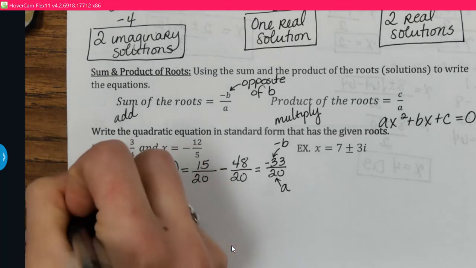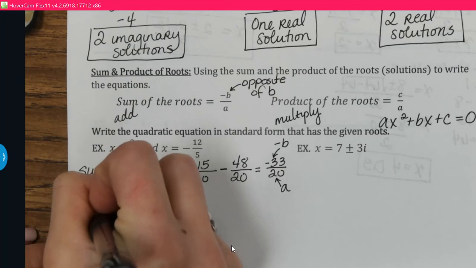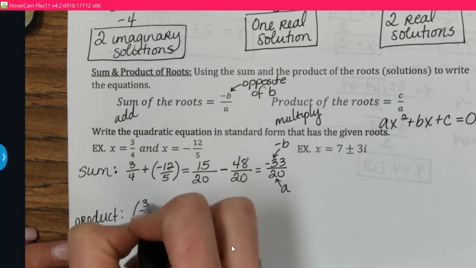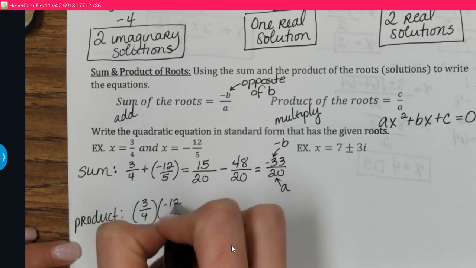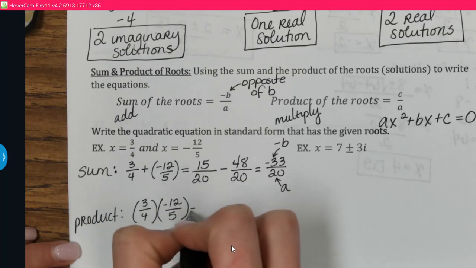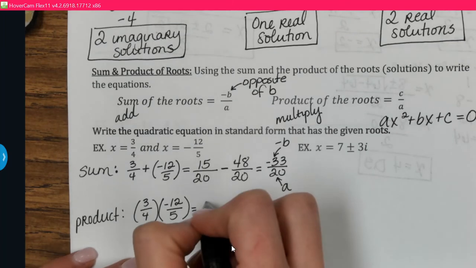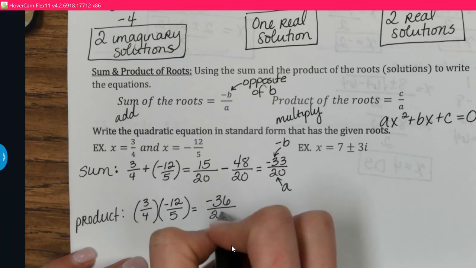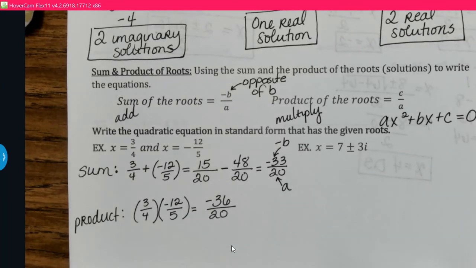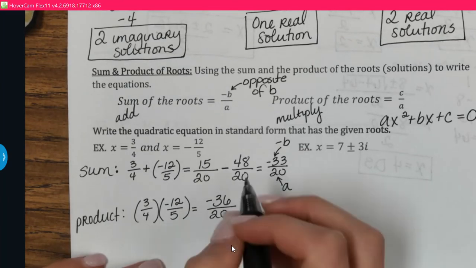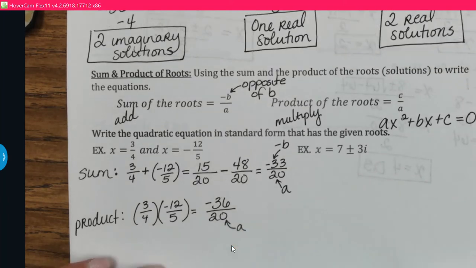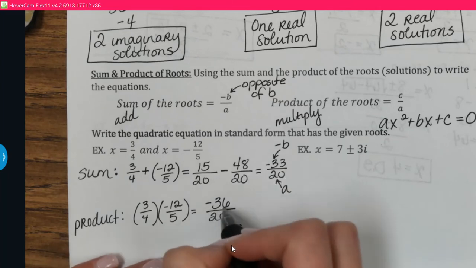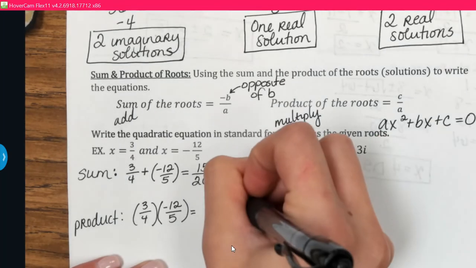Okay, so for the product, I'm taking 3/4 and multiplying it by negative 12/5, which gives me negative 36/20. Okay, I've got the same denominators, so I'm going to leave it like that. Okay, my a is 20. That negative 36 is my c.